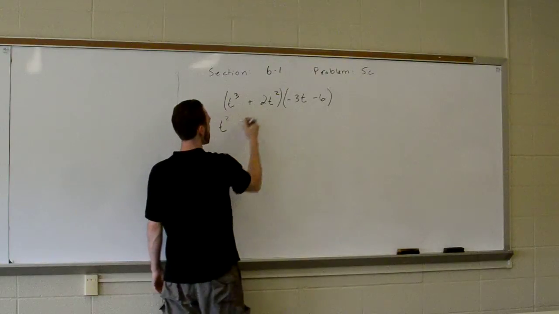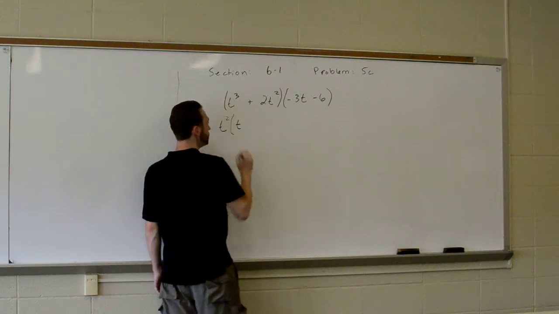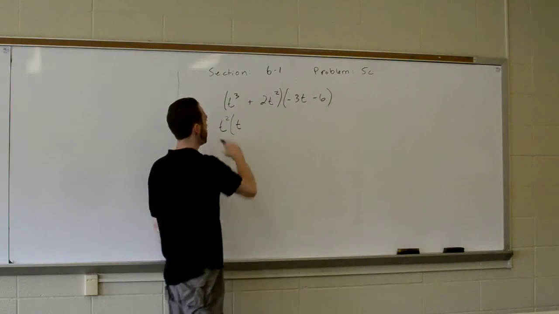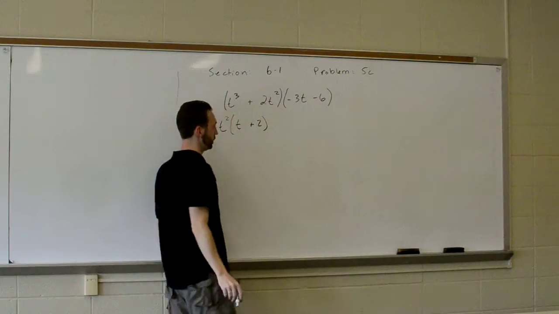So then we need to see what's left over. If we take a t squared out of t to the third, we have t left. If we take a t squared out of 2t squared, we have 2 left.